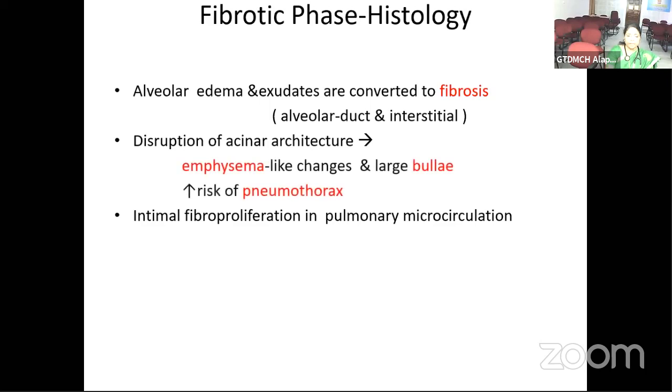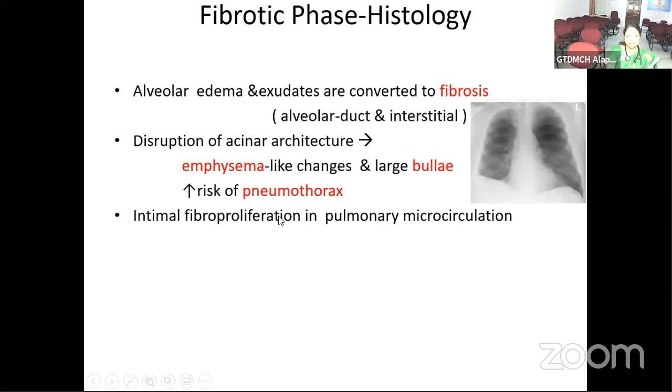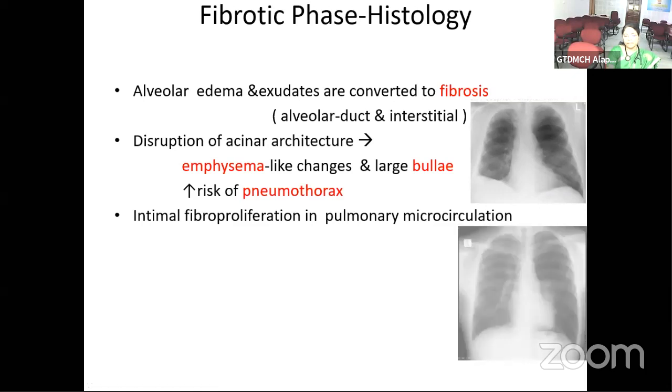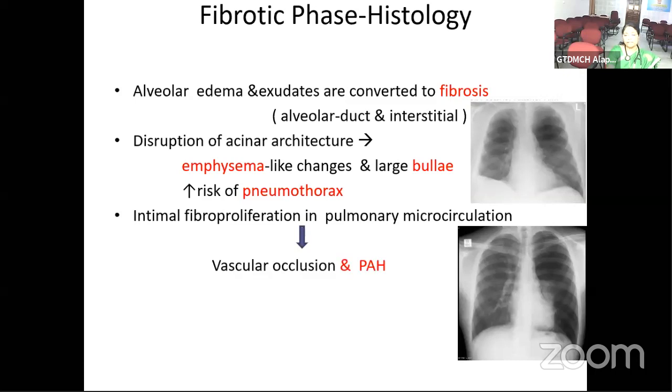So what will happen? There will be emphysema-like changes, and due to these emphysema-like changes, there will be large bullae formation in the lungs. And when there are large bullae, what is the complication? There is pneumothorax. So emphysema-like changes, large bullae formation, and increased risk of pneumothorax are all complications of the fibrotic phase. There is intimal fibroproliferation in the microcirculation, so there will be vascular occlusion, as I told you earlier. There will be microvascular occlusion, and that will lead to the development of pulmonary arterial hypertension also.